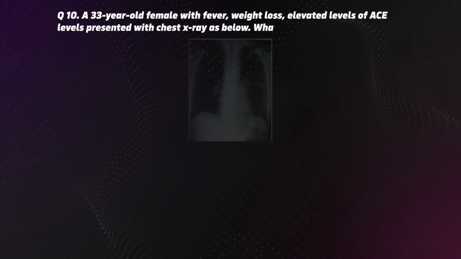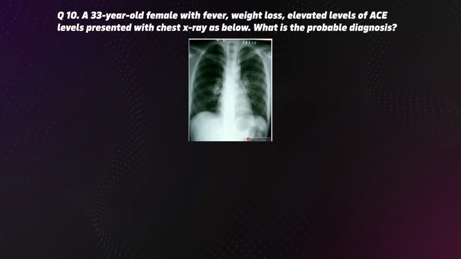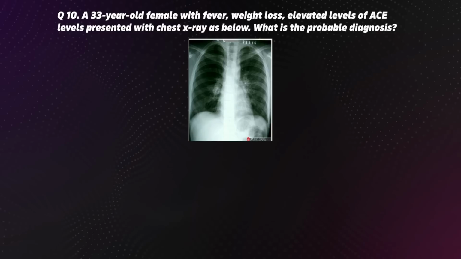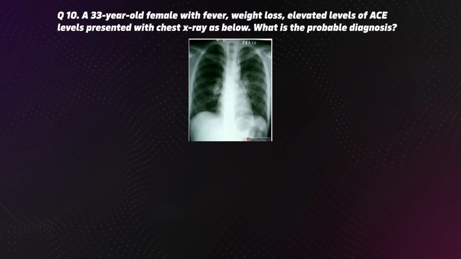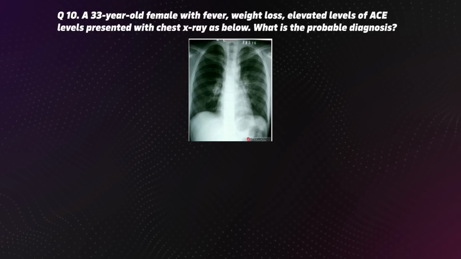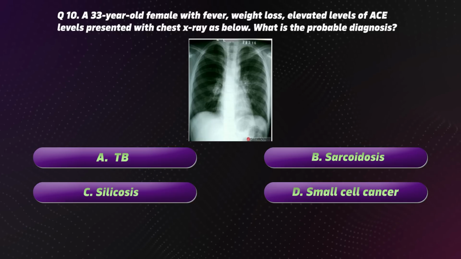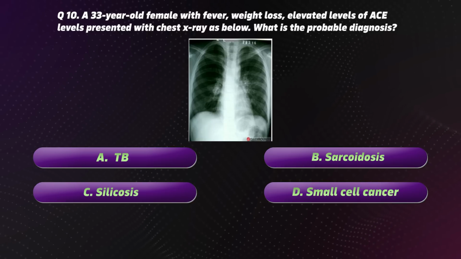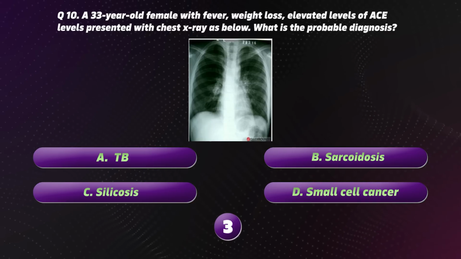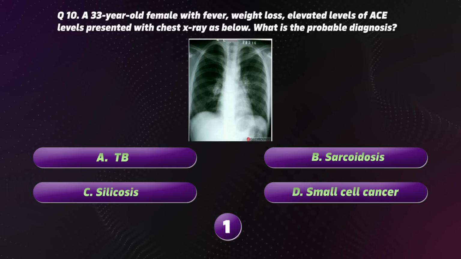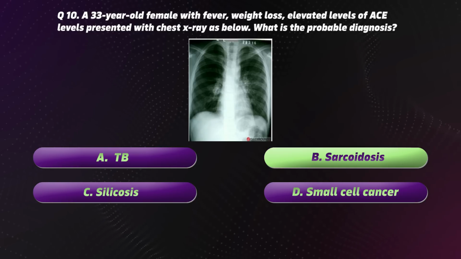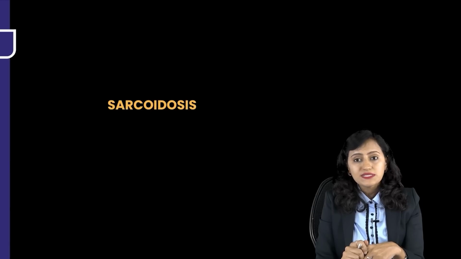Question 10. A 33-year-old female with fever, weight loss, and elevated ACE levels presented with a chest X-ray as below. What is the probable diagnosis? Here are the options. A. TB. B. Sarcoidosis. C. Silicosis. D. Small cell cancer. And the correct answer is option B, sarcoidosis. Here's the explanation.